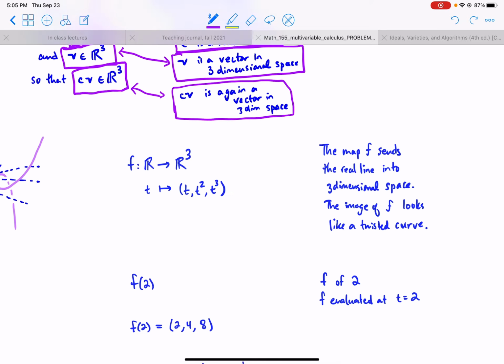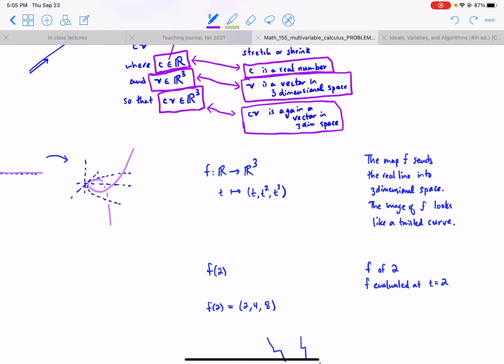Now, in words, here's the picture, here's the formulas, now here's the words. A map F sends the real line into three-dimensional space. The image of F looks like a twisted curve. Okay, and the way it sends is precisely this formula. So to try to describe this in words it'll just take a lot of words, and it's unclear if you'd even communicate. But with the formulas, it's shorter and it's precise, and you can calculate with it. You can predict experiments, for example, and see if you're correct.